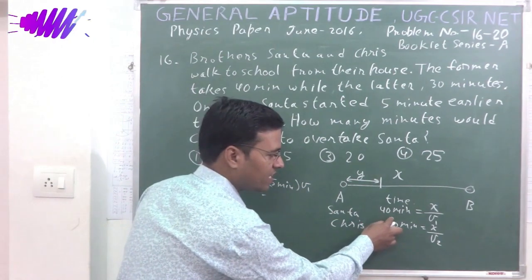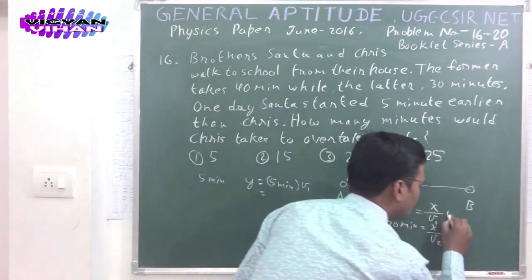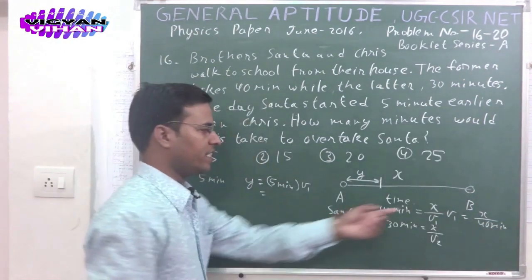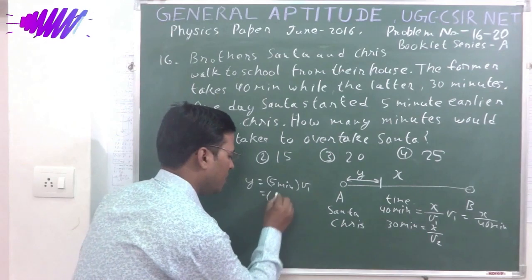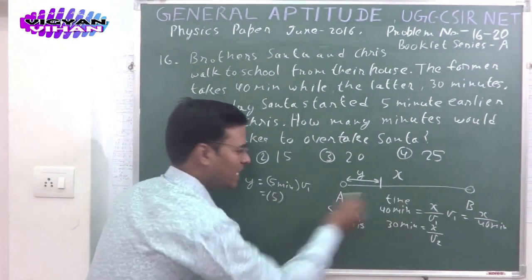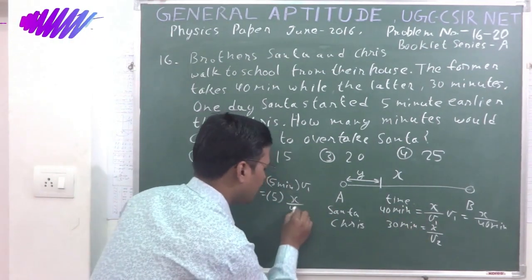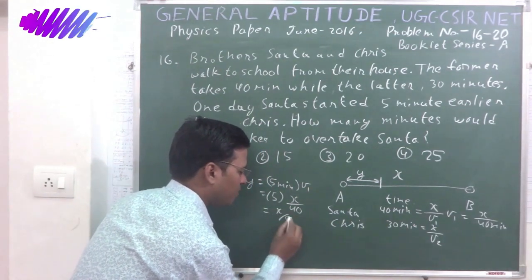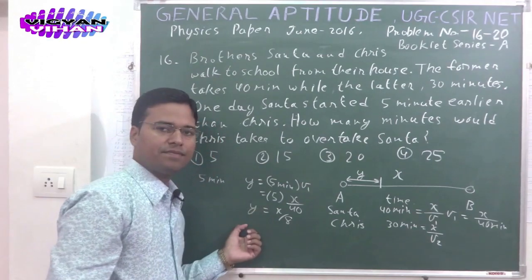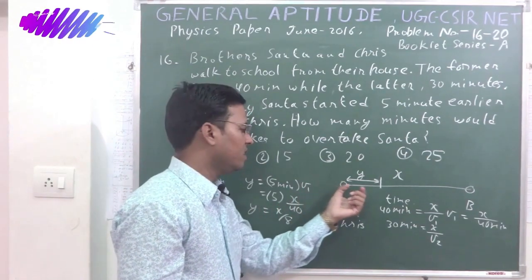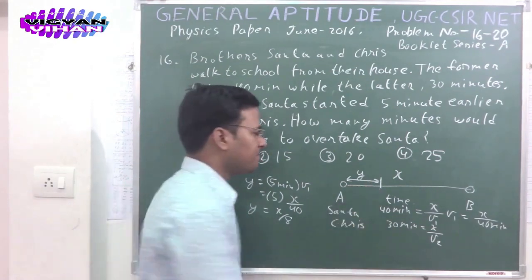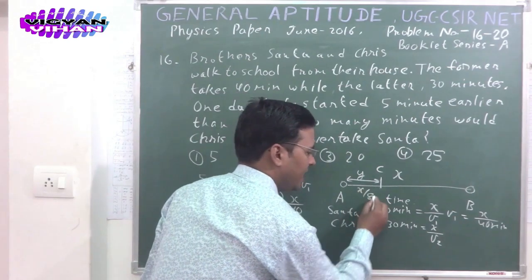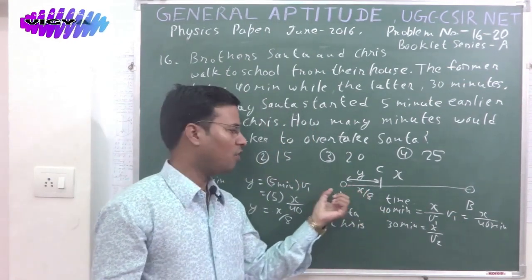Using this equation, v1 will be equal to x upon 40 minutes. Then put here 5 minutes multiplied by x upon 40 minutes. Then simplify this equation: x upon 8 is the distance y. When Santa traveled the distance y, Santa reaches point C, which is x by 8 distant from home.